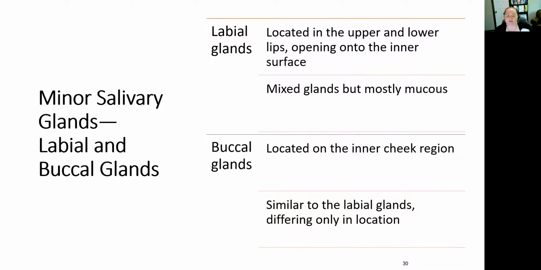Minor salivary glands, labial and buccal glands. The labial glands are located in the upper and lower lips, labial meaning lips, right? Opening into their inner surface. These are mixed glands, but mostly mucus, just like our sublingual, right? They have a lot in common with the sublingual. The buccal glands are located on the inner cheek region and similar to the labial glands, differing only in location. So we have labial and then buccal. So of course they're going to be pretty similar, right?